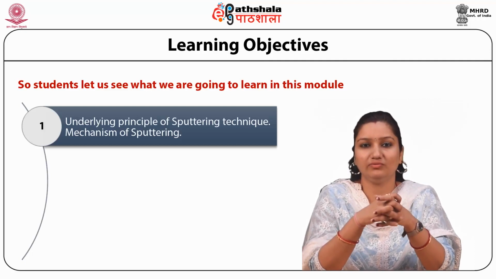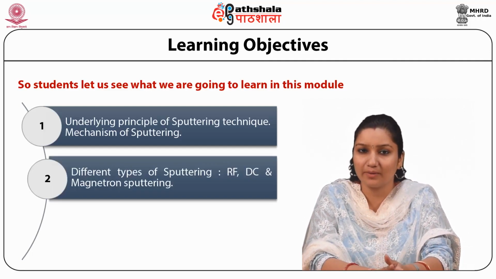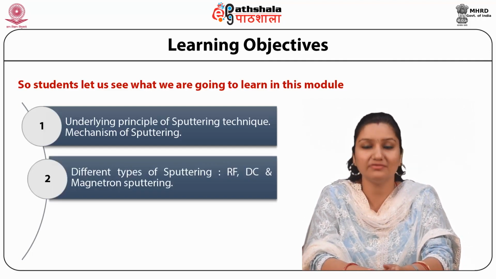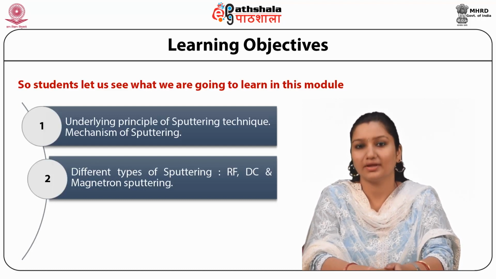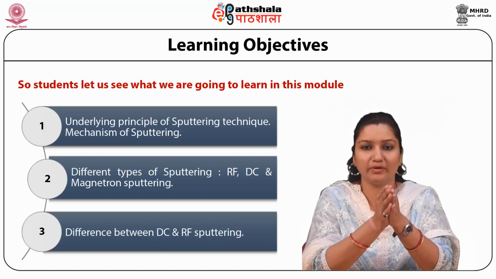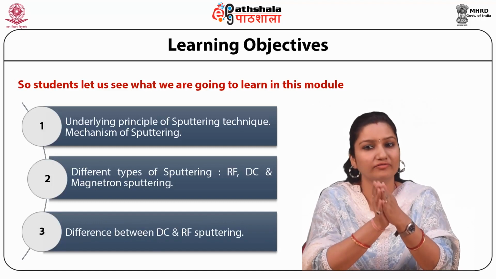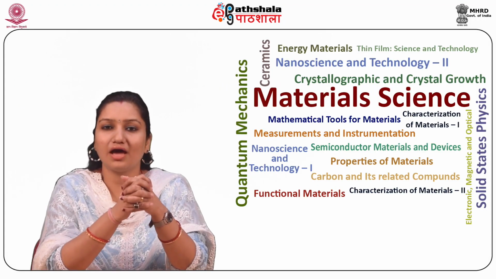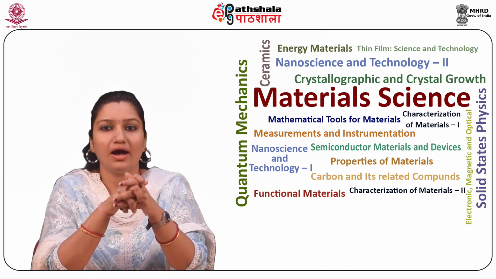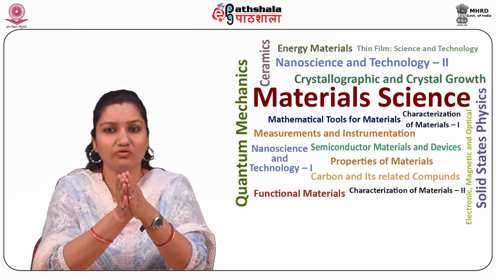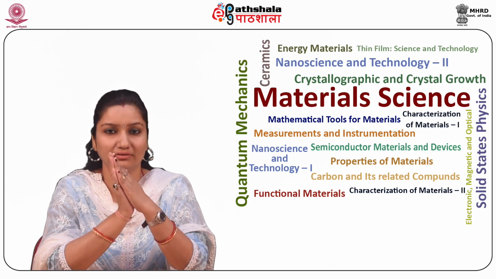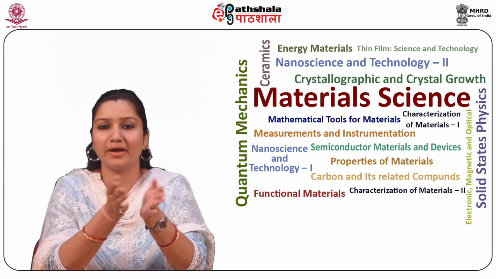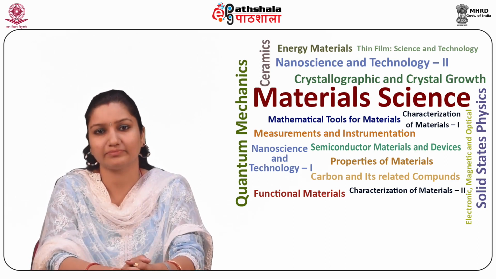Then in the next section, we will see the different types of sputtering, that is radio frequency, that is RF, direct current or DC, and magnetron sputtering. Then we'll see the difference between DC and RF sputtering. Then in the last section, we will study the RF diode sputtering and the RF magnetron sputtering, and the comparison of the two types of sputtering.